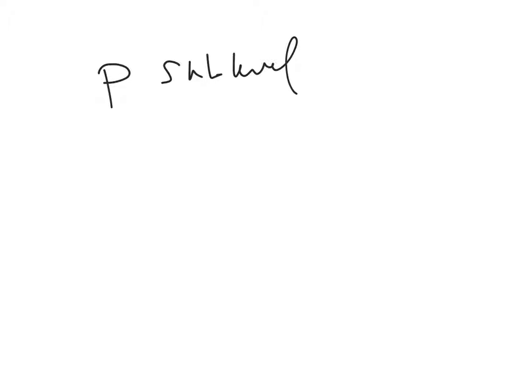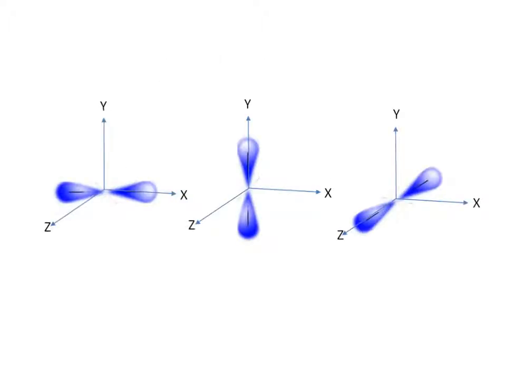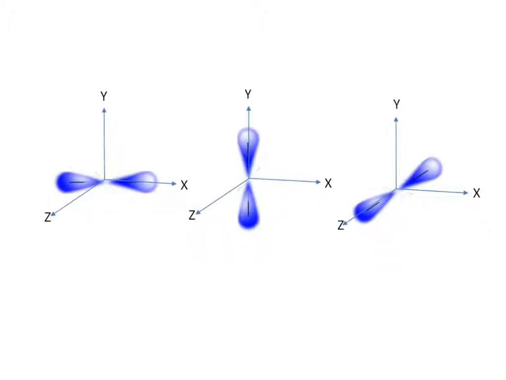And it has kind of a wonky shape. It looks kind of like a dumbbell, like that. And there are three of them. So there are three different types of P sublevels. There's a P called P sub X, P sub Y, and P sub Z. So let's take a look at what they're like. So here they are. PX is along the x-axis, PY is along the y-axis, and PZ is along the z-axis.